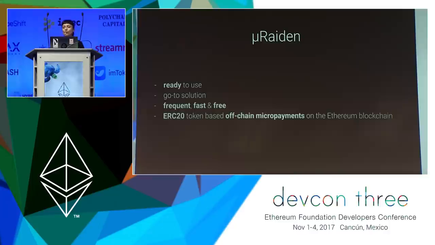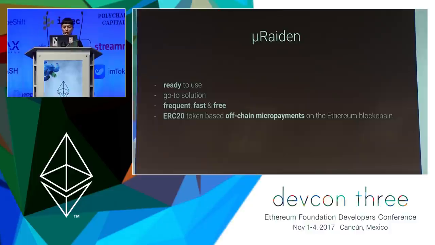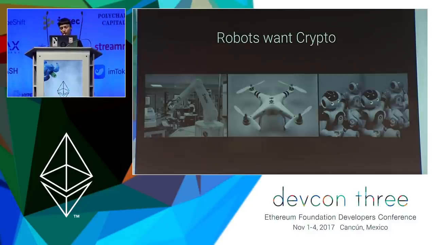In conclusion, mRaiden is ready to use. It is the go-to solution for frequent, fast, and free ERC-20 token-based off-chain micropayments on the Ethereum blockchain. And don't forget, robots also want crypto.